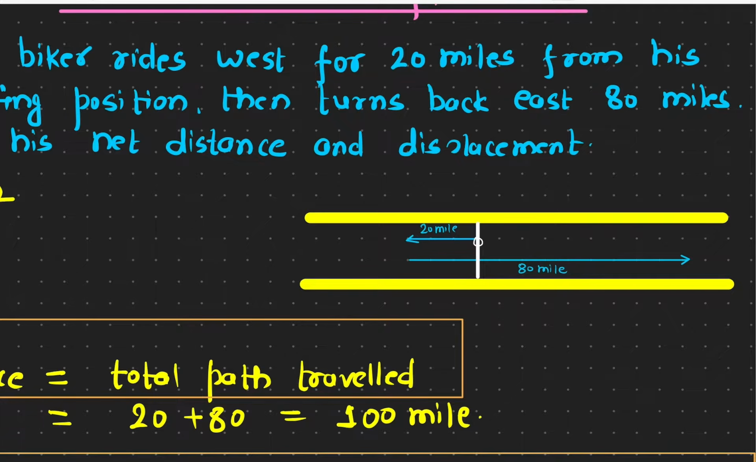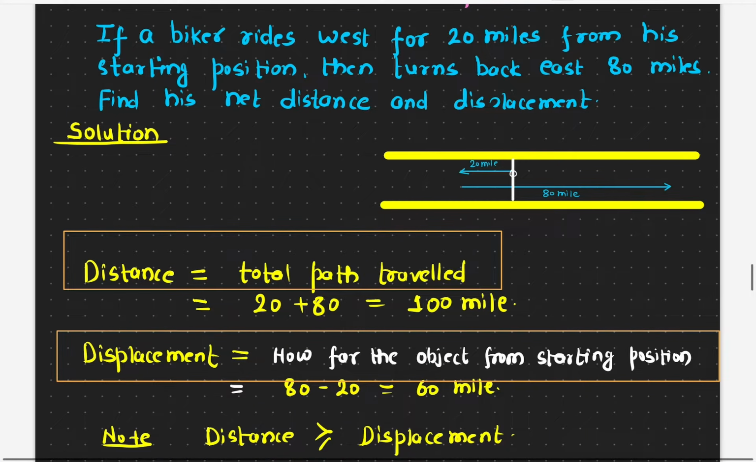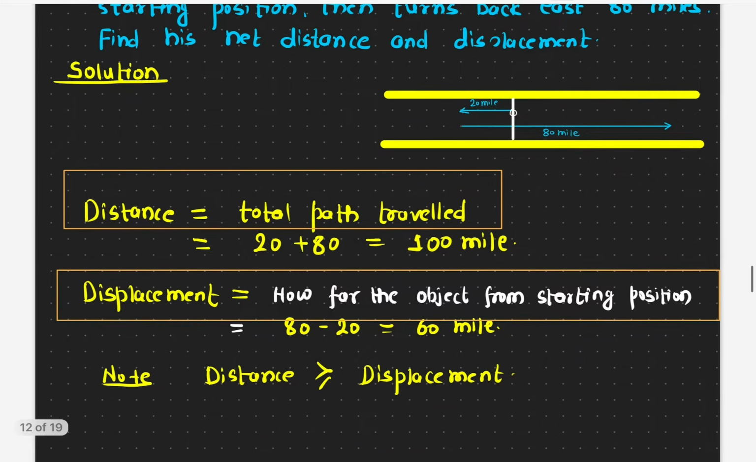From this information, you have to find out what his net distance and net displacement are. The distance is the total path traveled. How much you have traveled is the distance. Of course, you have traveled 20 miles and 80 miles. That's the total length, the total path you have traveled. So the distance is 20 plus 80, which is 100 miles.